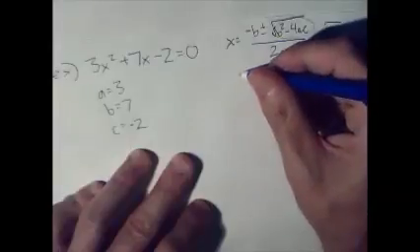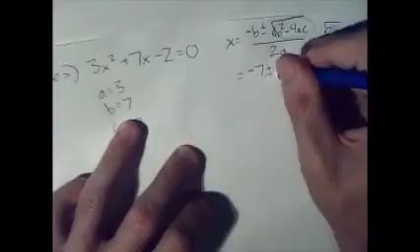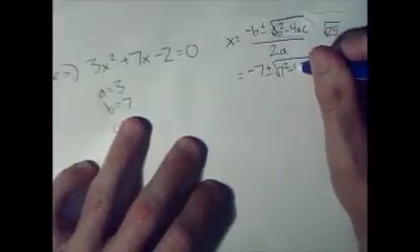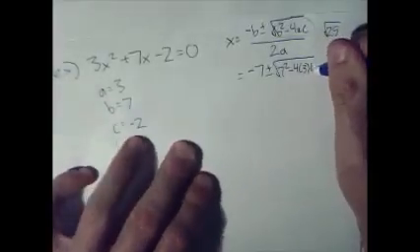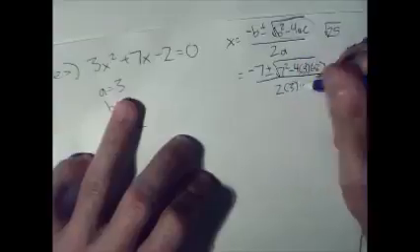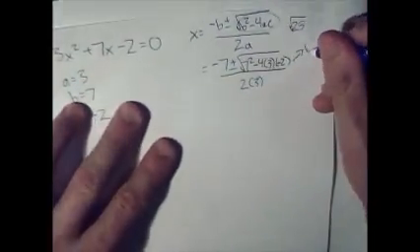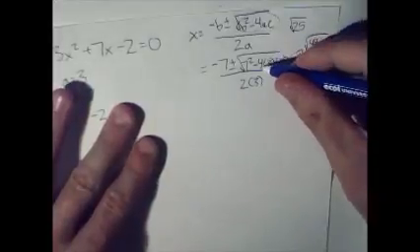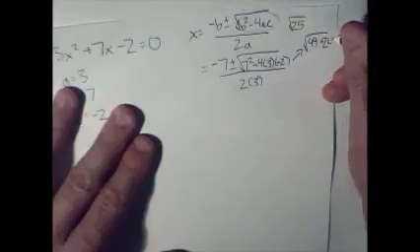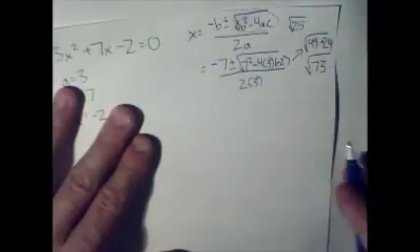We will see that, but in this case, negative 7 plus or minus the square root of 7 squared minus 4 times 3 times negative 2, all divided by 2 times 3. Well, look at what we have going on here. 7 squared is 49. Negative 4 times 3 is negative 12, times negative 2 is positive 24. 49 plus 24 is 73.